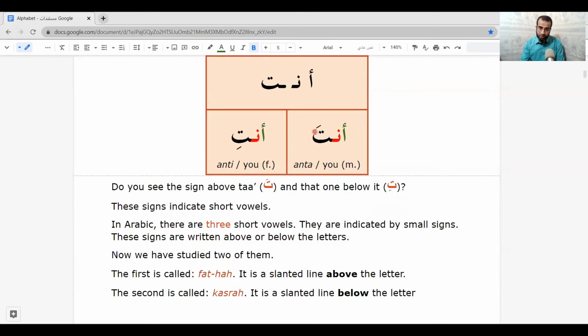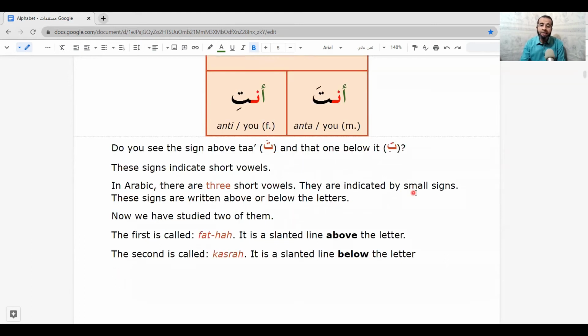These two signs indicate short vowels in Arabic. In Arabic, there are three short vowels. They are indicated by small signs. These signs are written above or below the letters. Now we have studied two of them. This one above the letter and this one below the letter. The first is called Fatha. It is a slanted line above the letter.